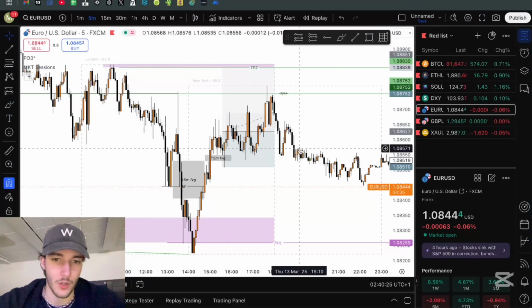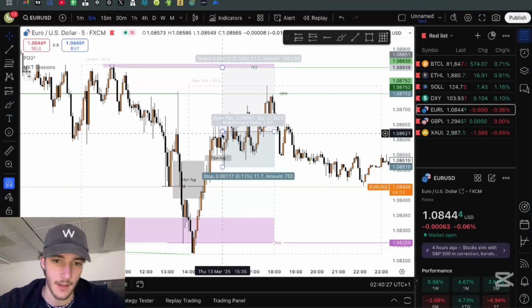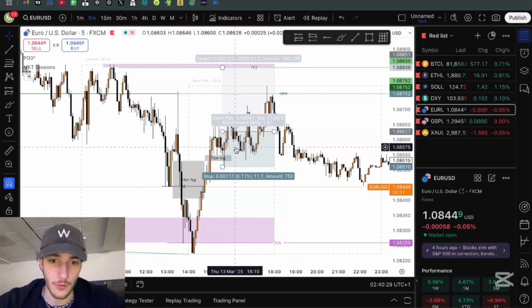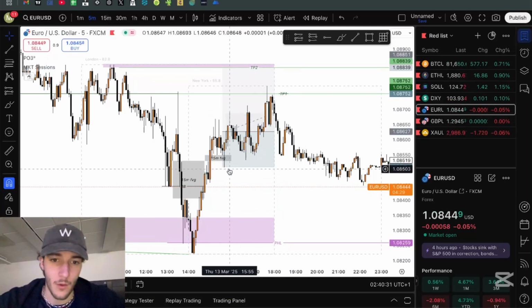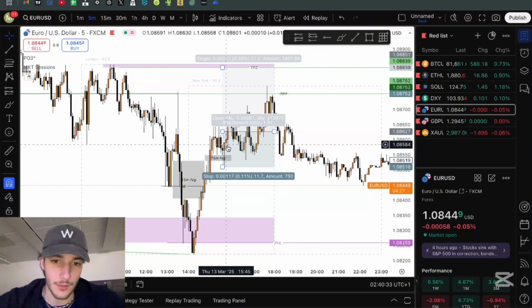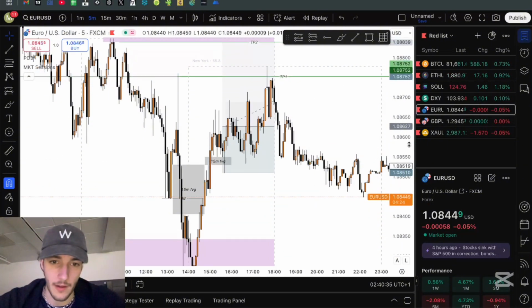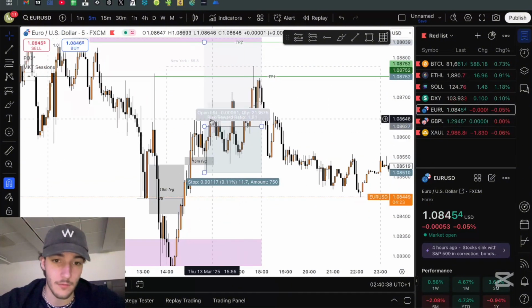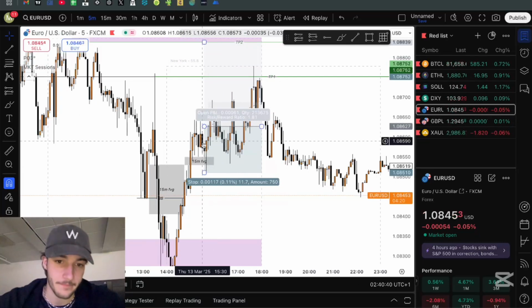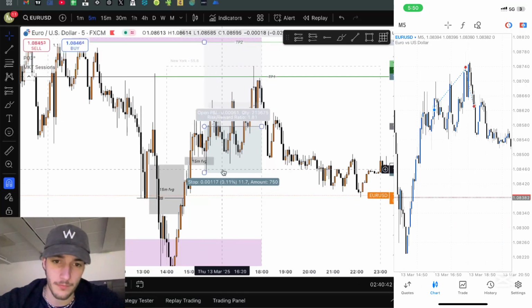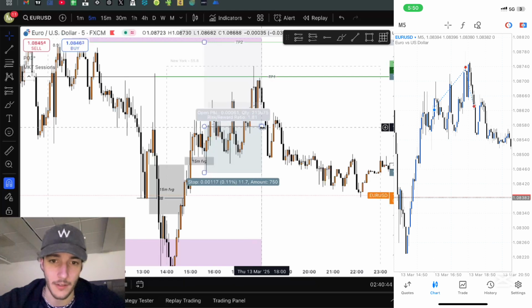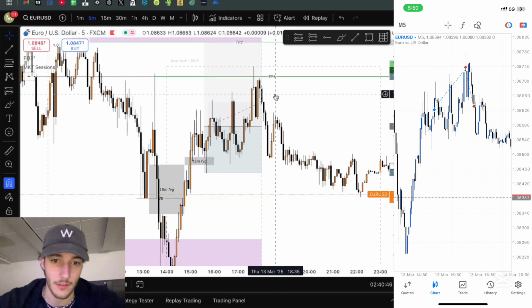Okay, quick recap of the day. So we entered pretty late here on Euro. We tapped into this 15-minute fair value gap that we respected very nicely, and I simply entered off of that. We were chopping around at our entry price, and we hit TP1 eventually.